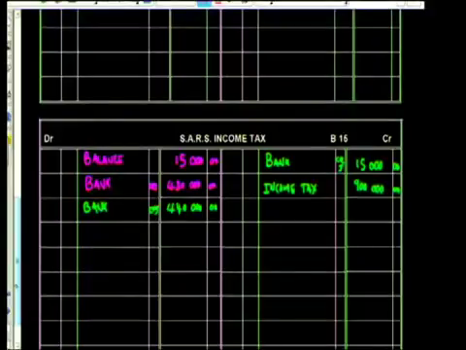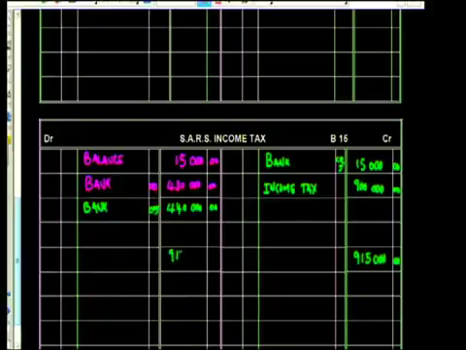Okay, so now, have I completed all my transactions in respect of SARS? Yes, I have. What do I now do? I balance my account, okay? And when I balance my account, I will find that the credit side is greater. The total on this account is 915,000.